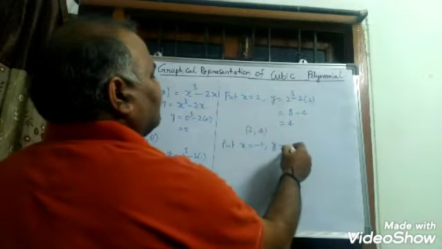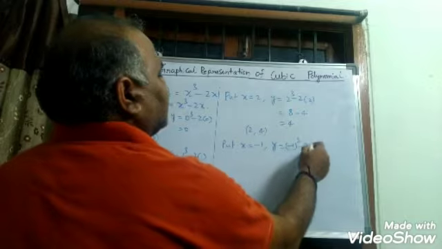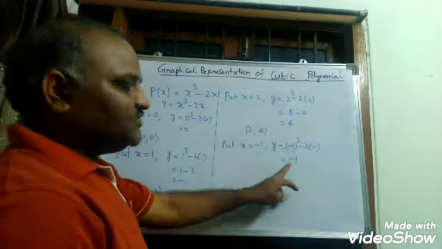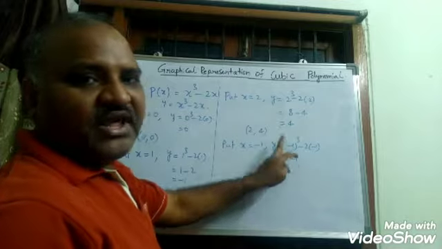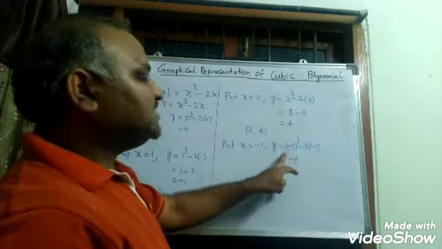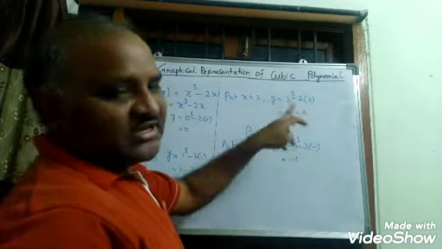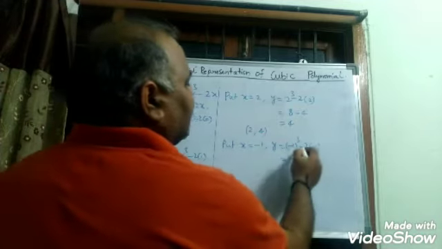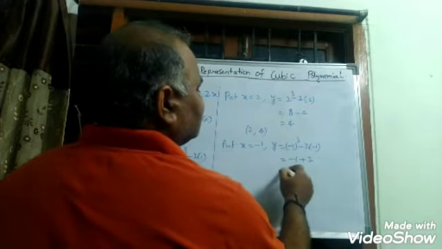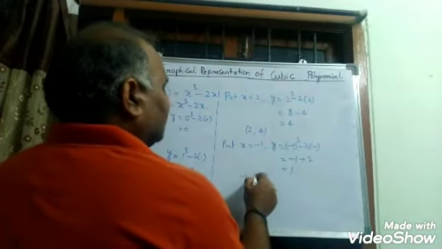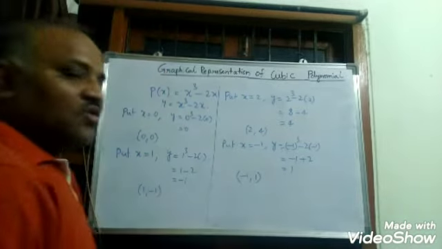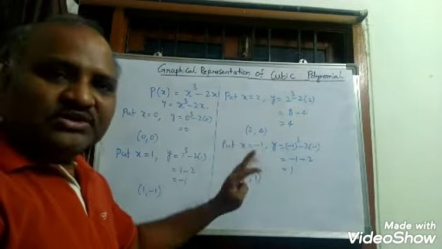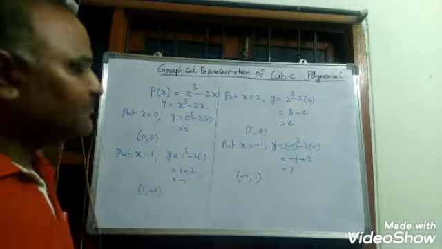y is equal to minus 1 whole cube minus 2 into minus 1. Minus 1 whole cube is minus 1 because minus will multiply 3 times itself. Minus into minus becomes plus. Again plus into minus becomes minus. 1 into 1 into 1 is 1. Here minus into minus is plus 2. So this is 1. So the ordered pair is minus 1 comma 1. Here we can observe 1 comma minus 1 and minus 1 comma 1, both ordered pairs we have in this graph.